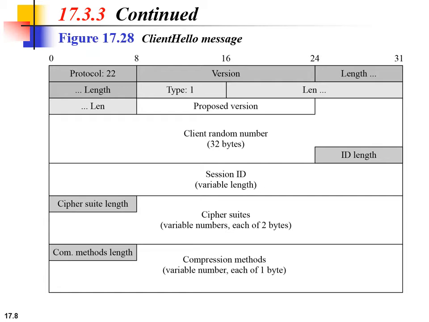One point to remember is that the version value, for example 3.0, is stored in 2 bytes, that is, 3 is the first byte and 0 is the second. Then the next one is the client random number. This 32-byte field is used for the client to send the client random number, which creates the security parameters.